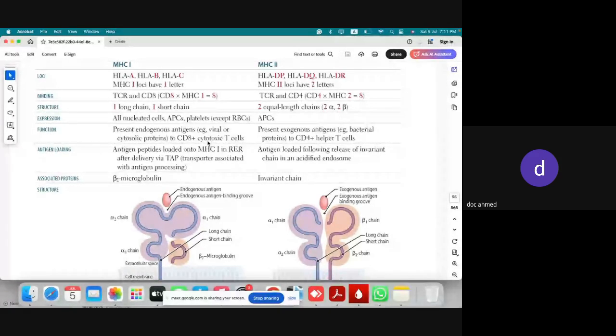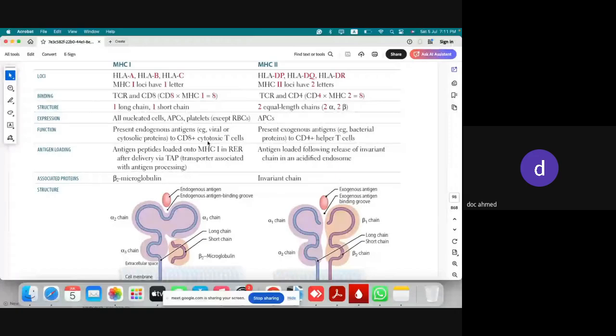After HLA, in the first stage, we have single letters: letter A, letter B, letter C. The single letter HLAs are going to encode MHC1. MHC1 has one in its name, one for a single letter. While the double letters after HLA, like DP, DQ, DR, are going to encode for MHC2, because in the MHC2 name you have the number 2. So the double letter encodes for MHC2, the single letter encodes for MHC1.